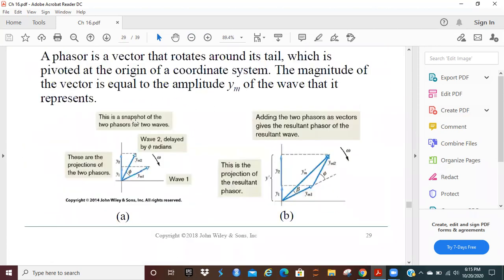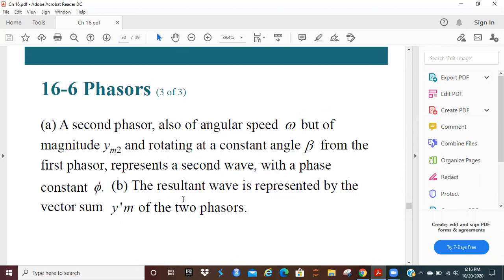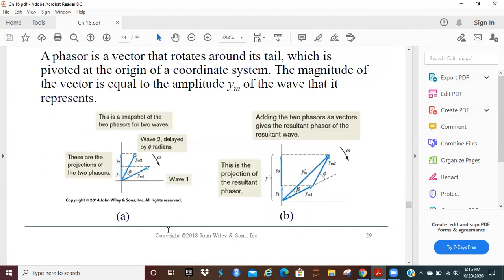A second phasor, also of angular speed omega, but of magnitude ym2, and rotating at a constant angle beta from the first phasor, represents a second wave with a phase constant phi. The resultant wave is represented by the vector sum y'm of the two phasors.